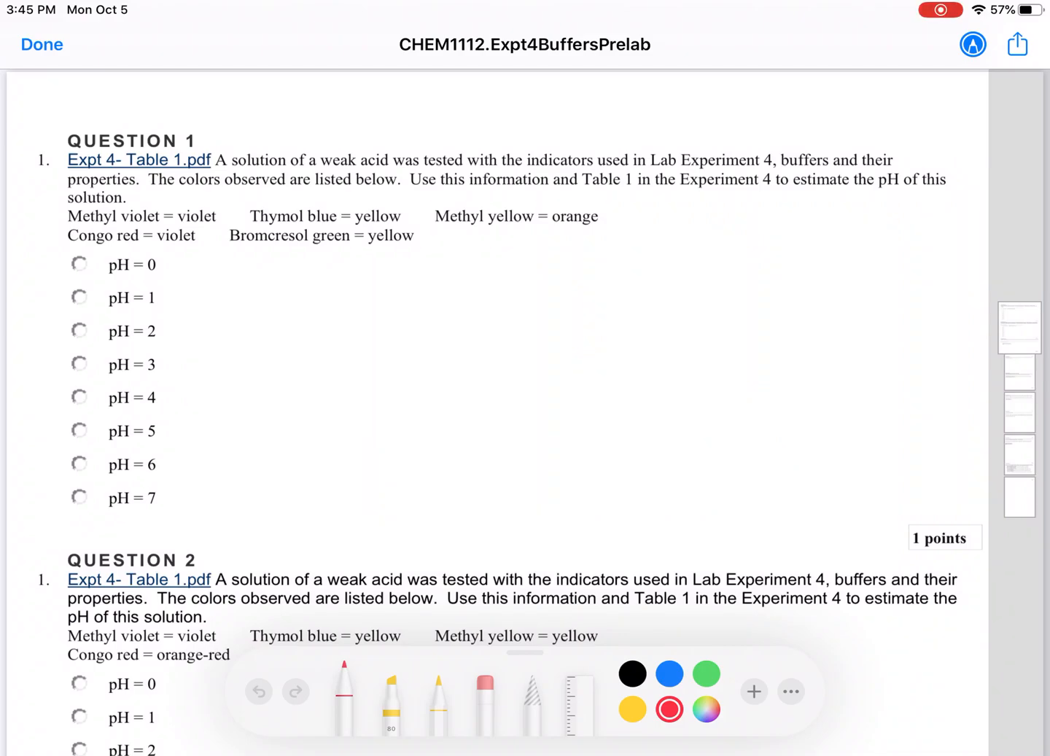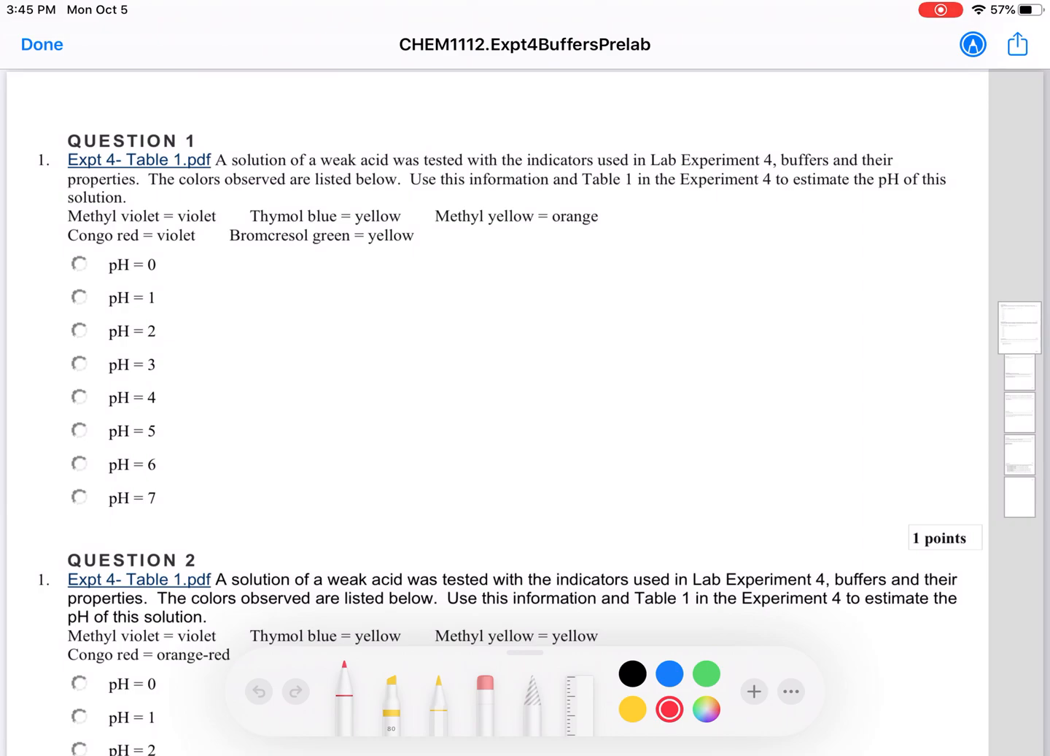Let's go ahead and do our experiment 4 pre-lab questions. Okay, so your question 1: a solution of a weak acid was tested with indicators used in lab experiment 4, which is your buffers and their properties. The colors observed are also listed below. Use this information and table 1 in experiment 4 to estimate the pH of this solution.